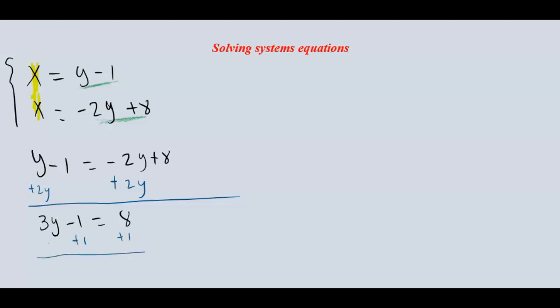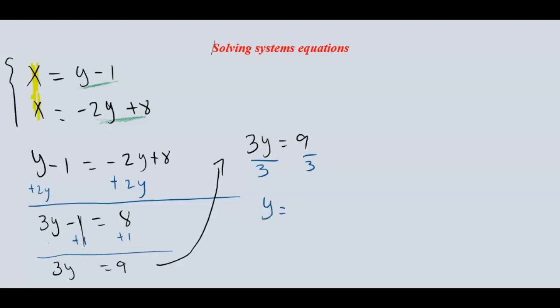And now we have 3y. Negative 1 plus 1 is 0, so that's gone. And 8 plus 1 is 9. So I'm going to carry this up here. So we have 3y equal 9. Now we can divide both sides by 3. And we have y equal 3.